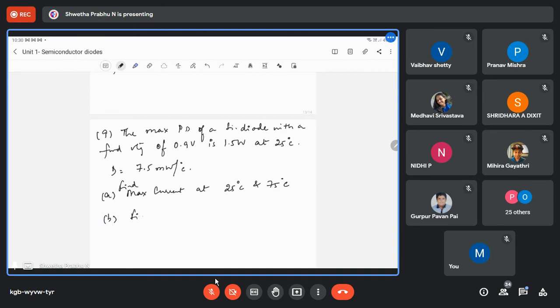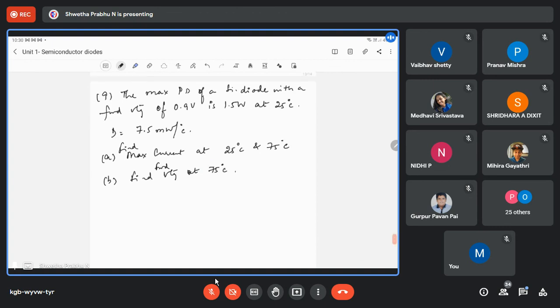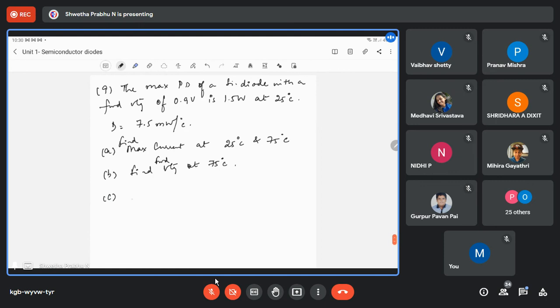Find forward voltage at 75 degrees Celsius. Next, find dynamic resistance at 25 degrees Celsius and 75 degrees Celsius, if the diode forward current is 20 milliamperes.